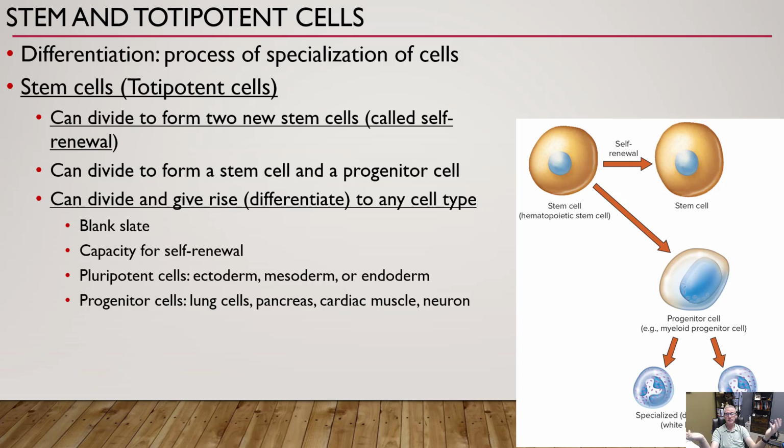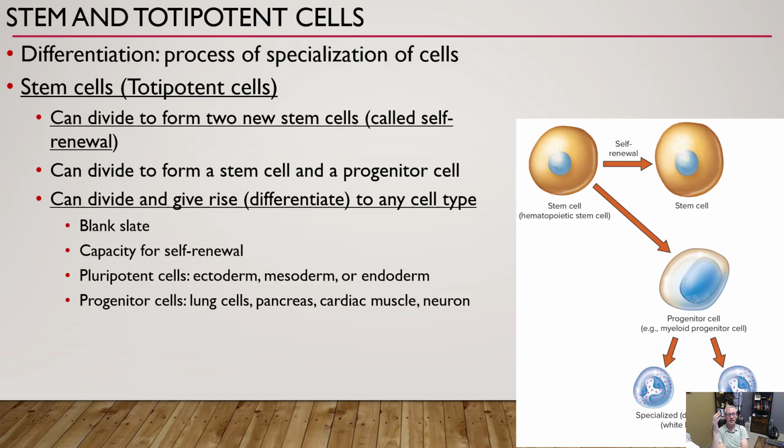These totipotent cells basically are blank slates. They can basically go into anything. They have the capacity for self-renewal. They are, like I said, blank slates. They can become anything that they want. And if you remember from Psych 1010 or whatever, I'm sure you talked about the ectoderm, mesoderm, endoderm.